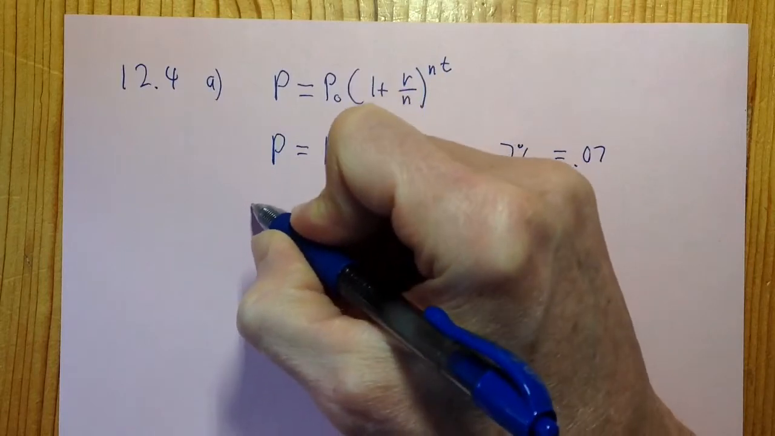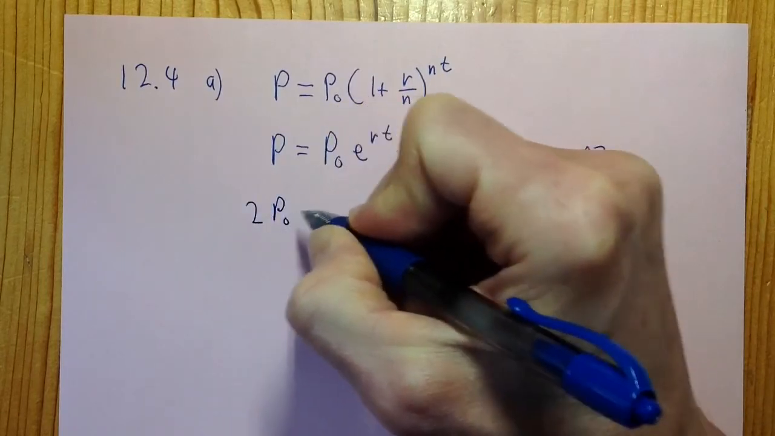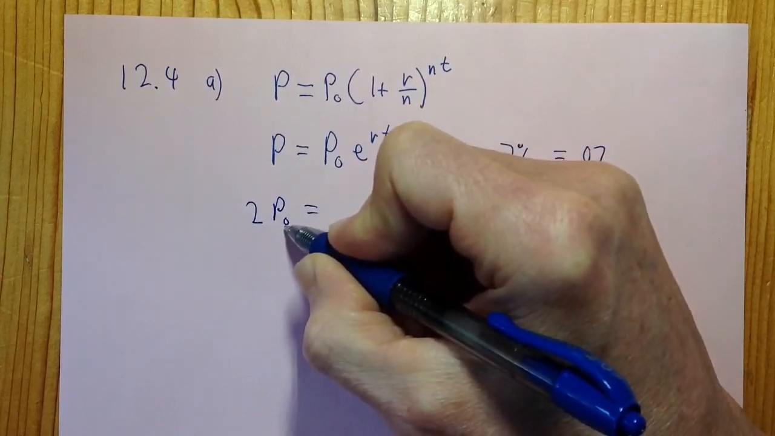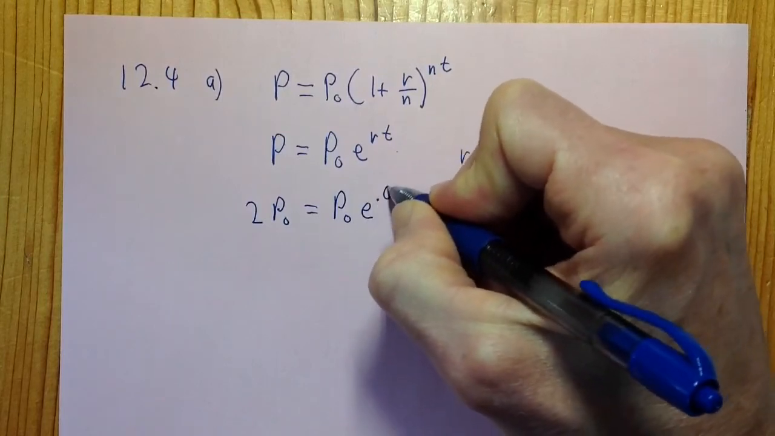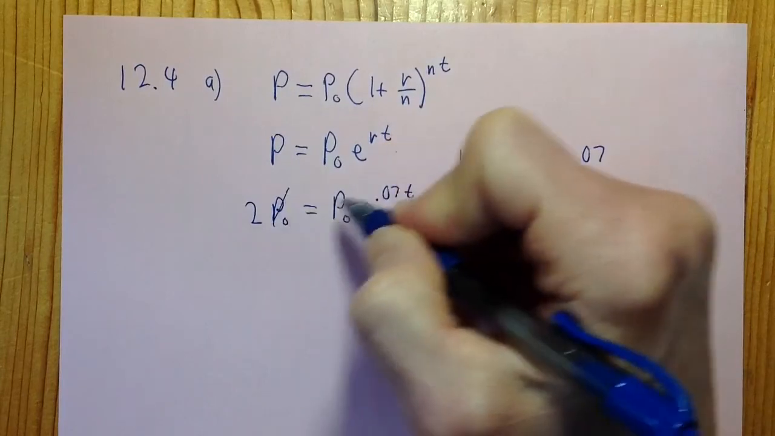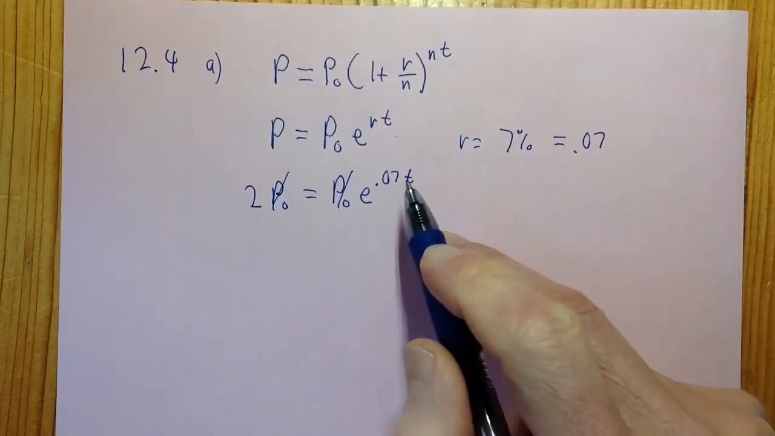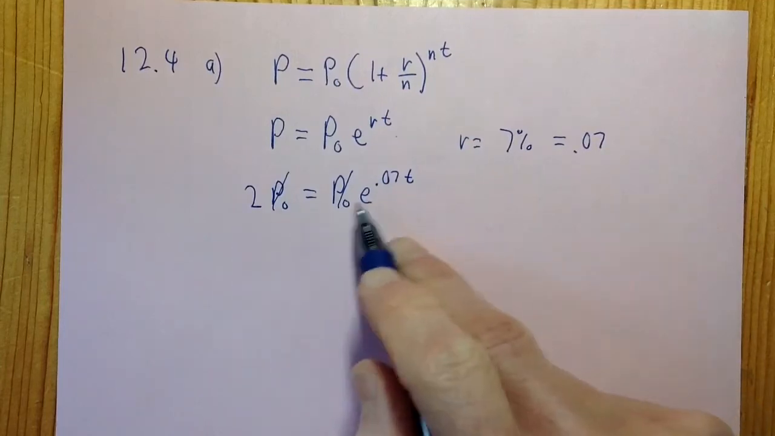So then you just say, okay, when do you have 2 P0? How long until you have 2 times P0? Double the amount you put in. So the amount you have in the bank is twice what you started off with, which is e to the 0.07 t. The P0s cancel, doesn't matter how much you start off with, and now you just solve for t. And you do that by taking the natural log of both sides.